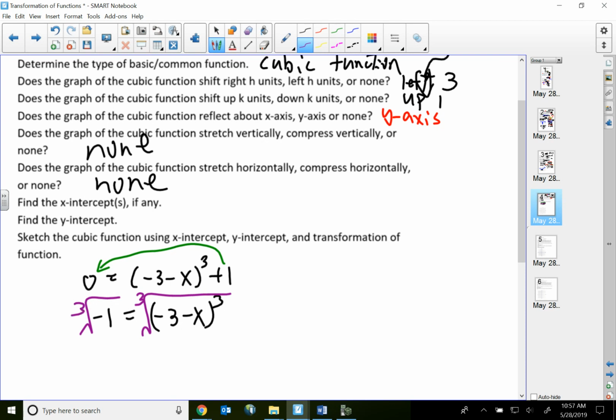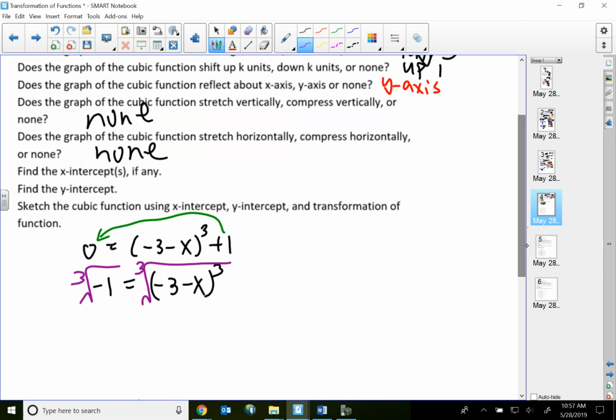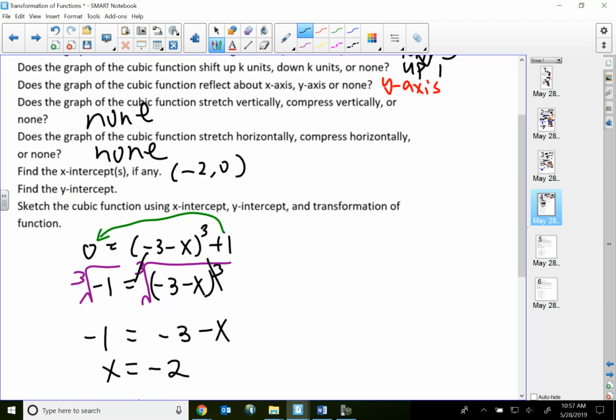When we take a square root on both sides, the answer has to be positive and negative, but not when we take an odd root. Taking an odd root does not give me a positive and negative. So the cube root of negative 1 would just be negative 1. Cube and cube root cancel out. That's negative 3 minus x. Now I'll move my negative x over, move my negative 1 back to the right side. My x is equal to negative 2. All right, so I got one x-intercept, negative 2, 0.